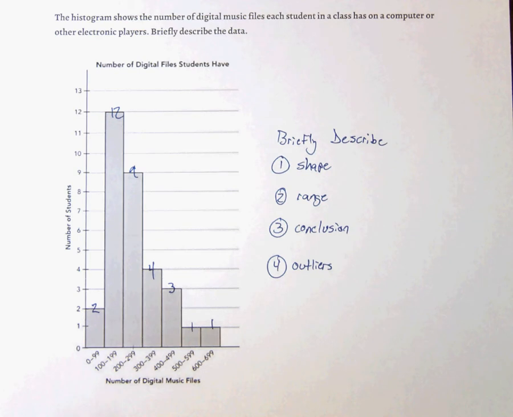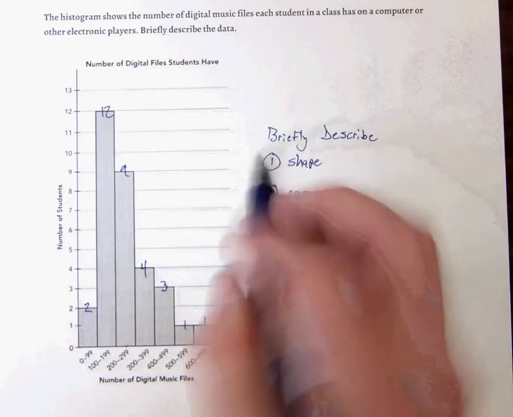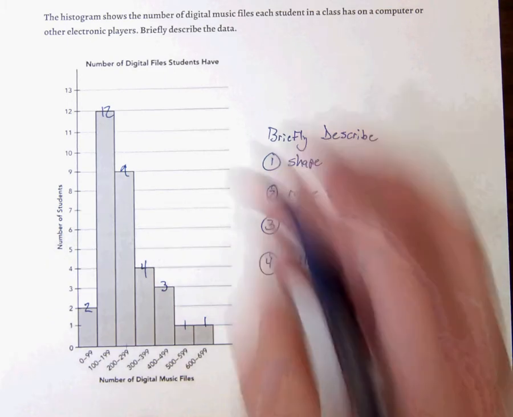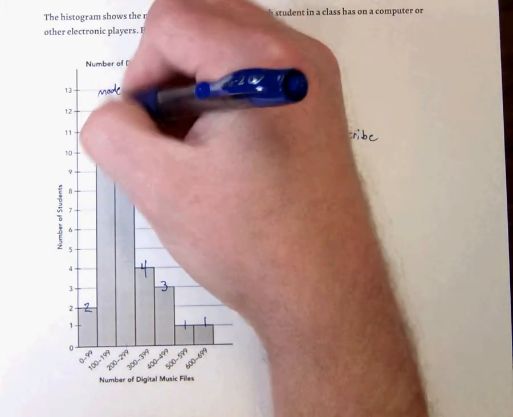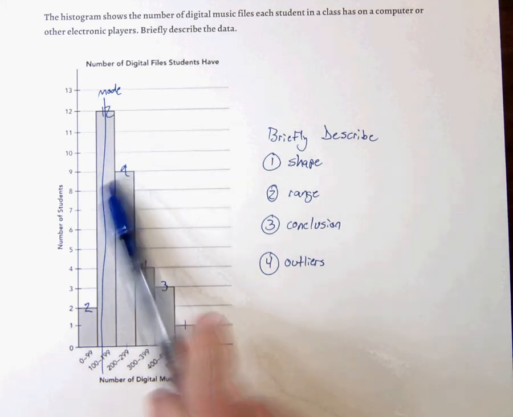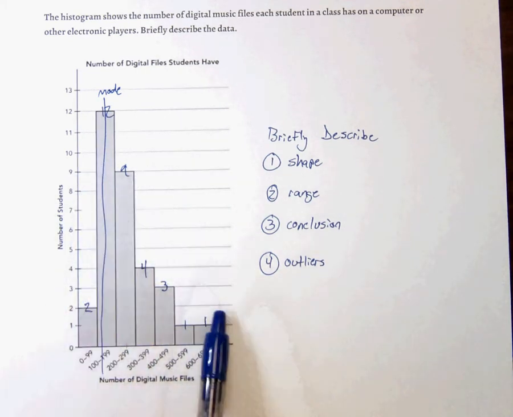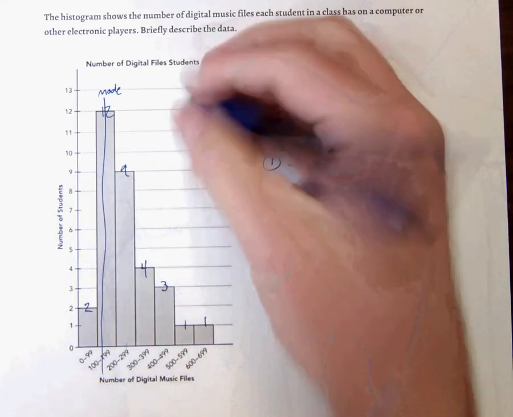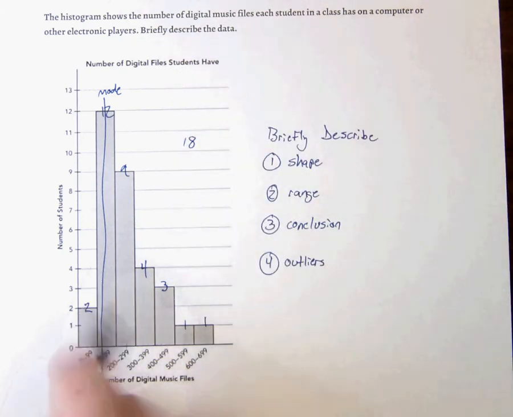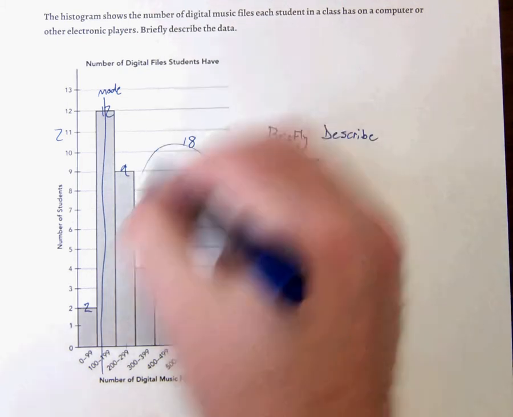Alright, so anyways, what do we see? Well, our mode is right here. So, how many are on the right side? 9, 10, 11, 12, 13, 14, 18. How many are on the left? 2. So most of our data is on the right side, so it is right skewed.